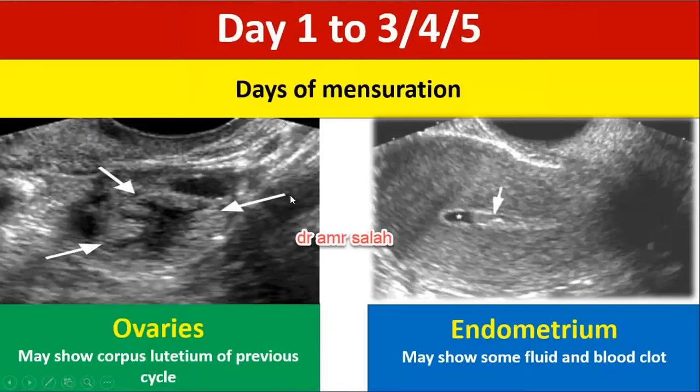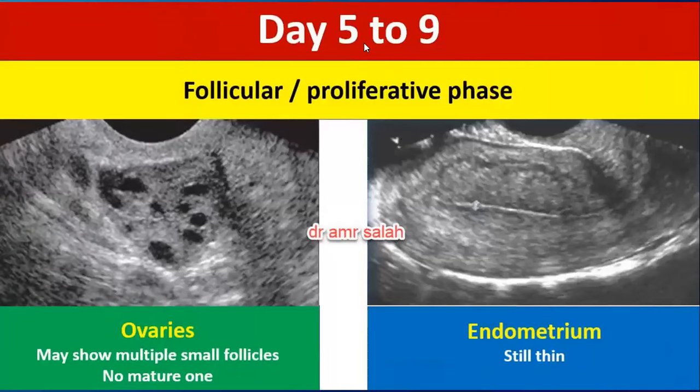Let's take them one by one. Here the ovary, at day 0 to 5. Here is the corpus luteum of the previous cycle, and the endometrium shows some fluid and blood clots, the days of menstruation. Afterwards, from day 5 to 9, this is the proliferative phase or follicular phase: follicular phase in the ovary and proliferative phase in the endometrium.